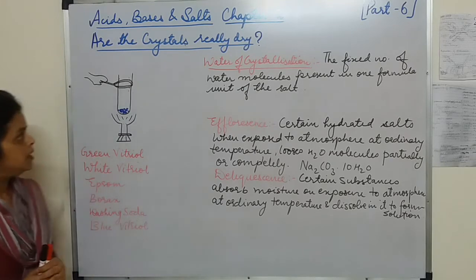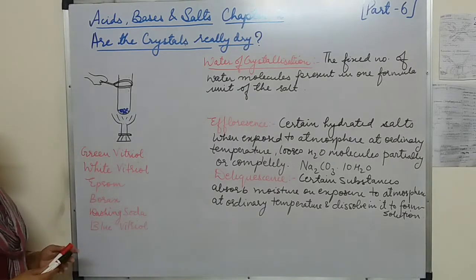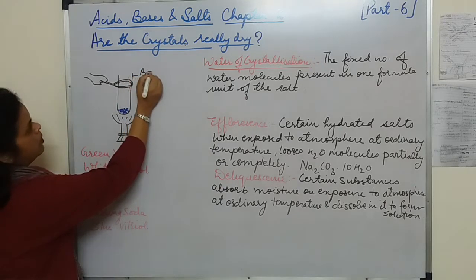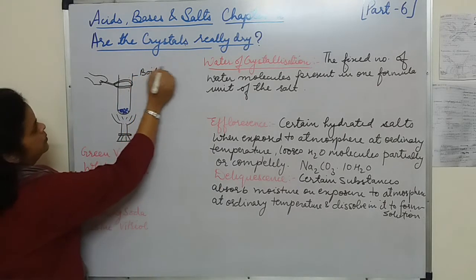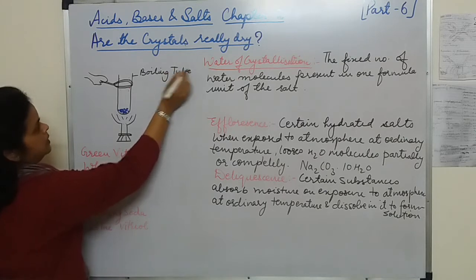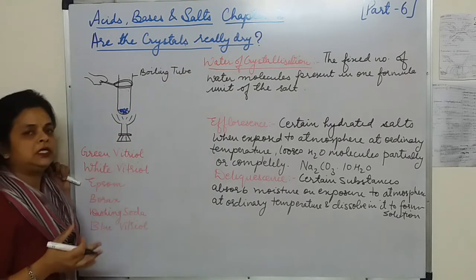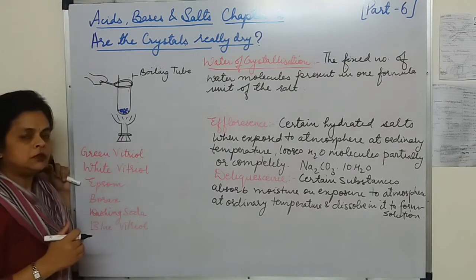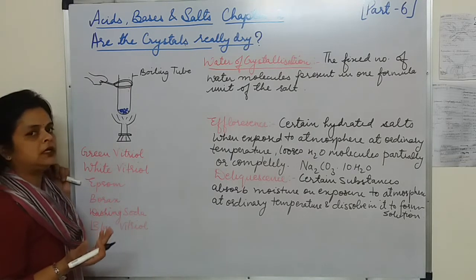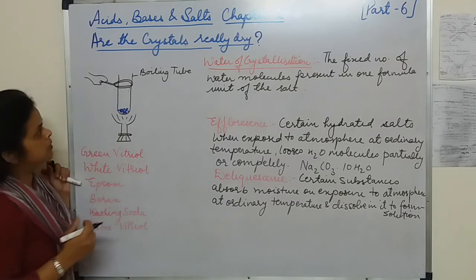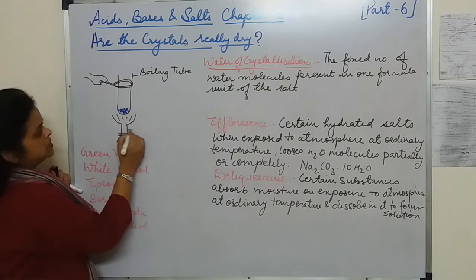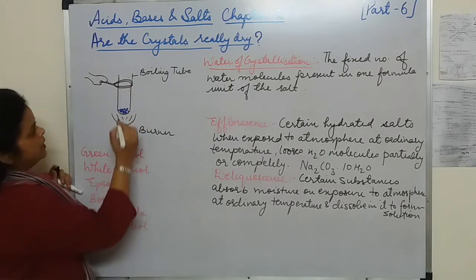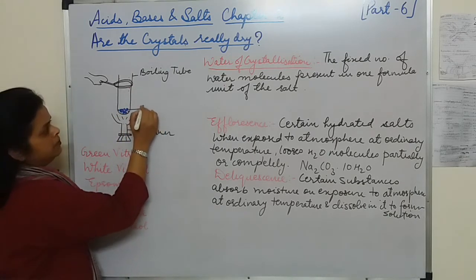Let's see that. Here we are doing one experiment. We have taken one boiling tube. Students, if we are heating a mixture in the boiling tube, it can bear a higher temperature as compared to a test tube. So for heating for a longer time, we prefer the boiling tube. And this is of course the burner. This is the holder. In this, we had taken blue vitriol.